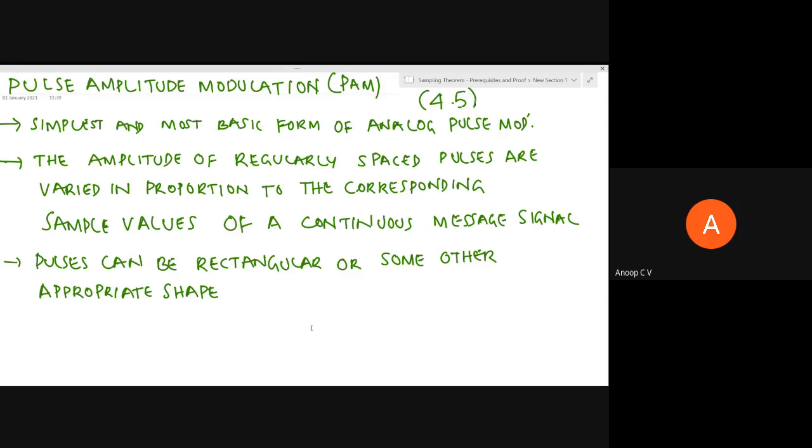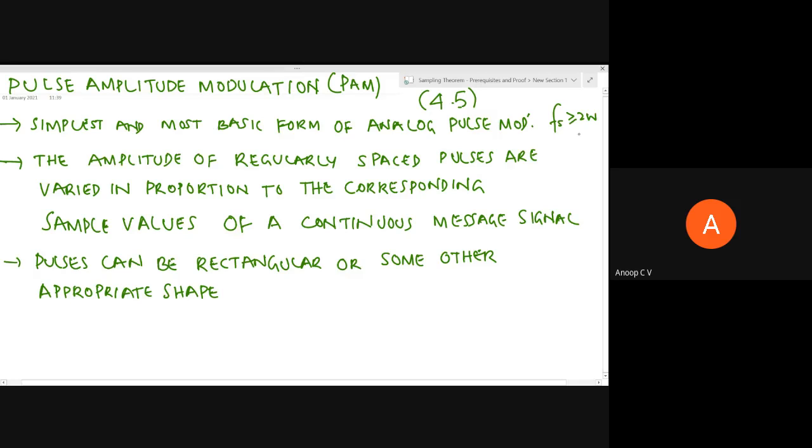in this session we'll start with the very basic form of analog pulse modulation, that is pulse amplitude modulation. Before we move ahead and discuss pulse amplitude modulation, I would like to discuss some of the practical aspects which have to be considered while we are sampling a signal. We said the sampling frequency fs should be greater than or equal to twice the maximum frequency content in the original message which is to be sampled. So the Nyquist rate is fs equal to 2W.